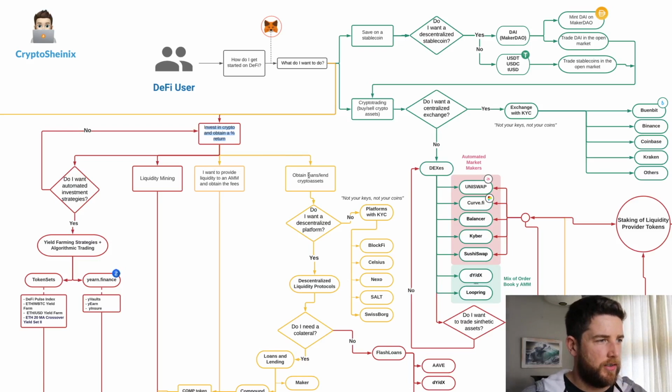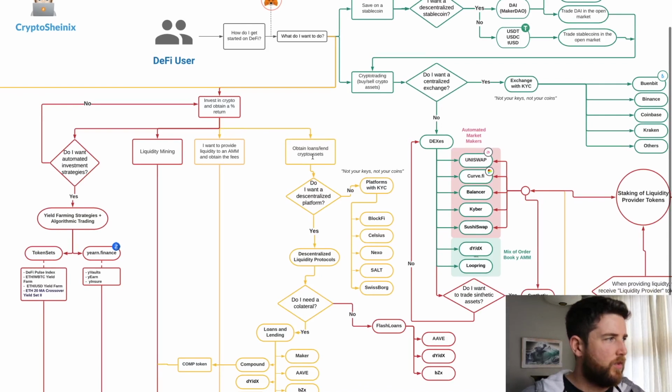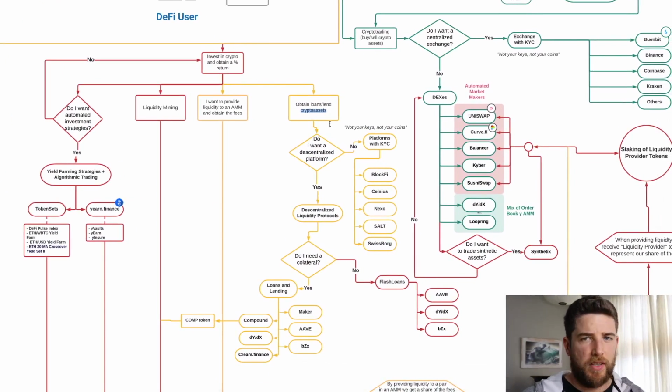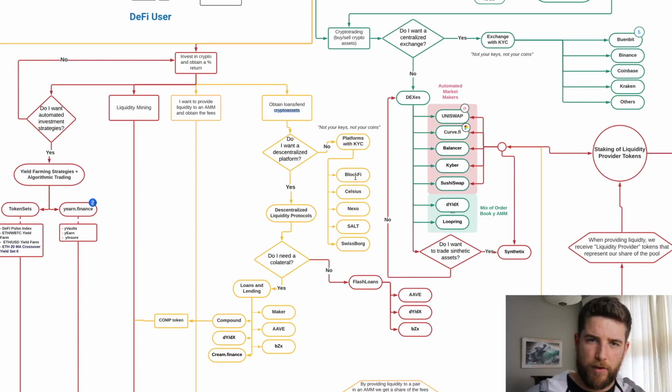So there's quite a lot going on in DeFi, and this is not all, but I probably cover quite a few things. So let's start with one of the basic things that you can do, and that is obtaining loans and lending money through these protocols, right? So again, as you can see, there is a pattern. Do I want a decentralized platform? If you don't want a decentralized platform, you can go again to a company that has to conform with KYC rules, and again, not your keys, not your coins.